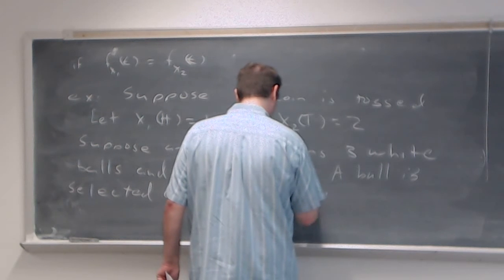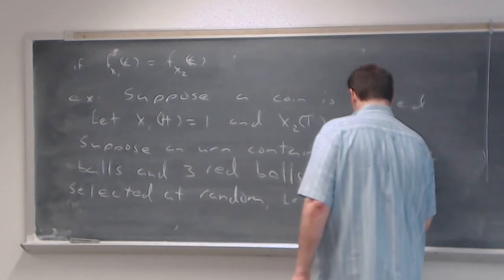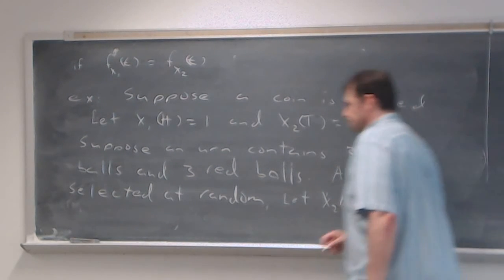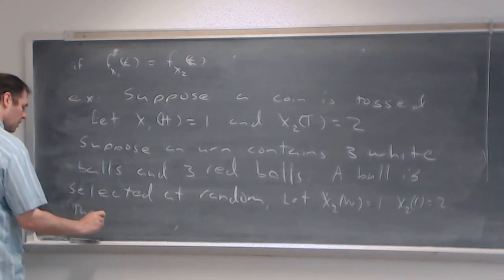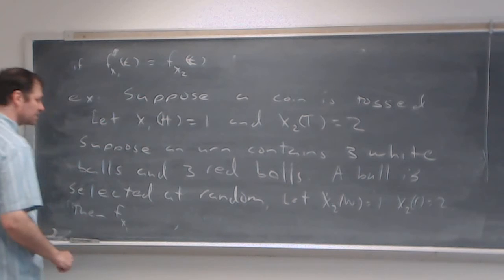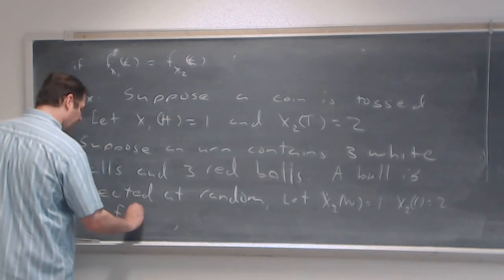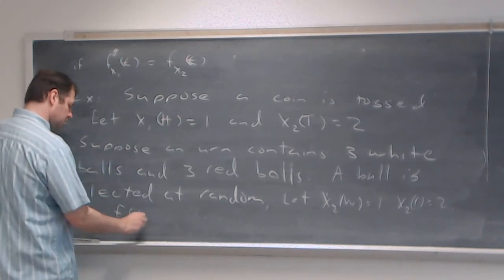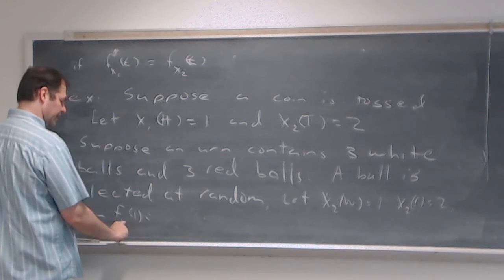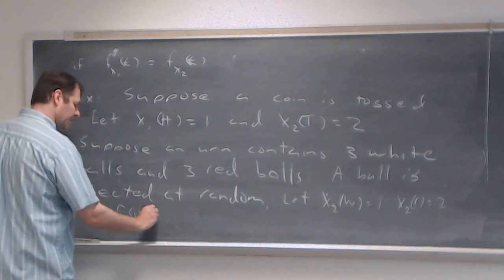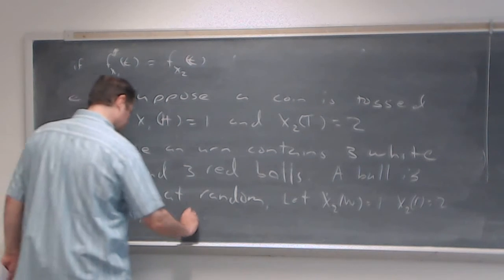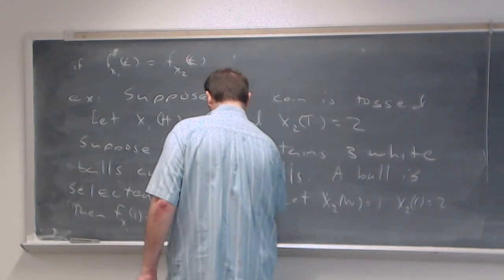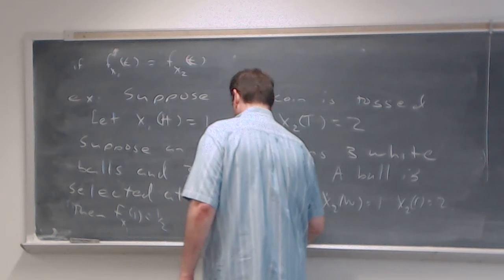We're going to let X2 of white equal 1 and X2 of red equal 2. Then both of these are discrete random variables. They're defined to be non-zero at 1, and the chance that X1 is equal to 1, that's what these PMFs are, is equal to 1/2. f sub X2 of 1 is also equal to 1/2.